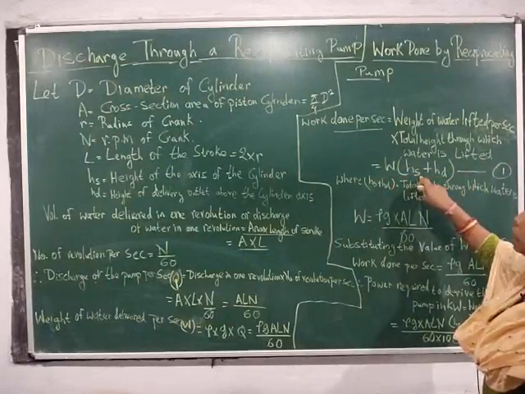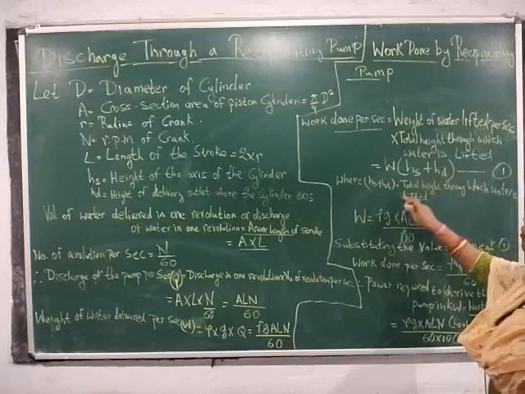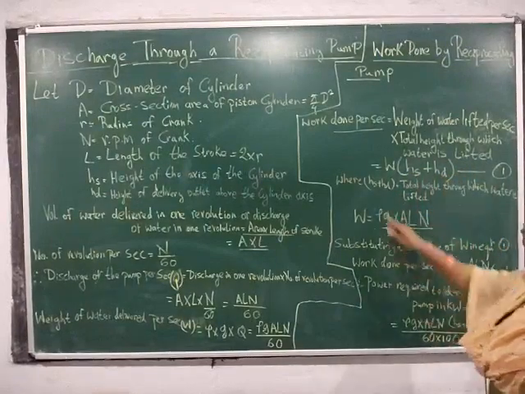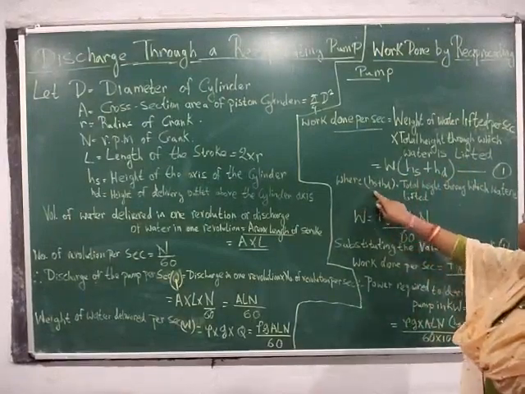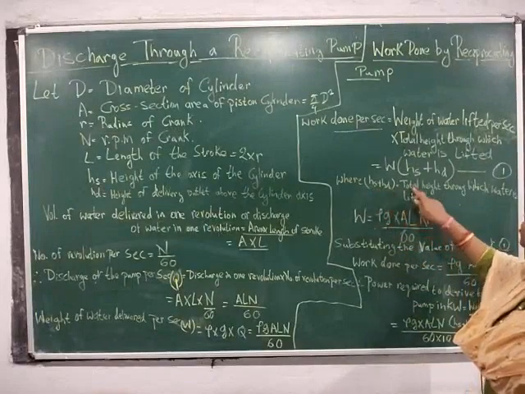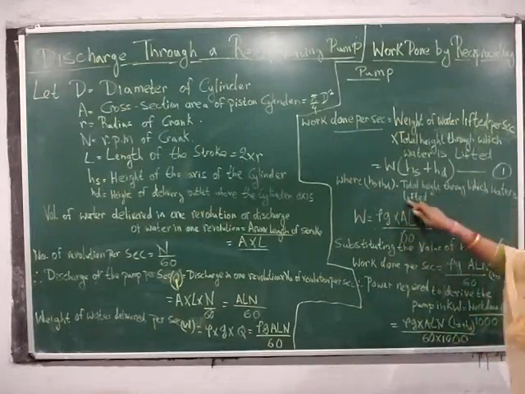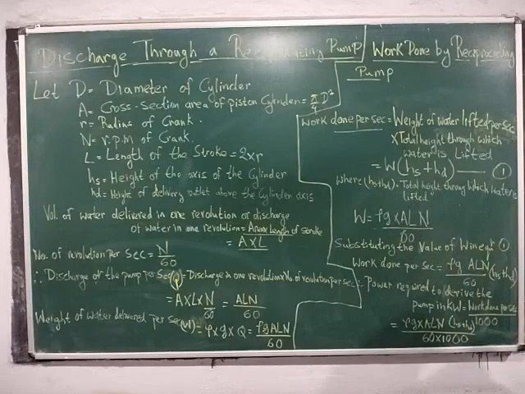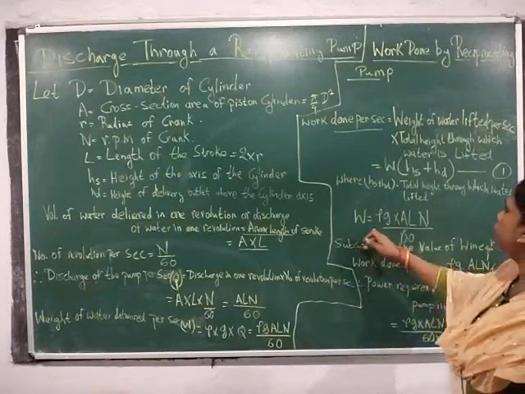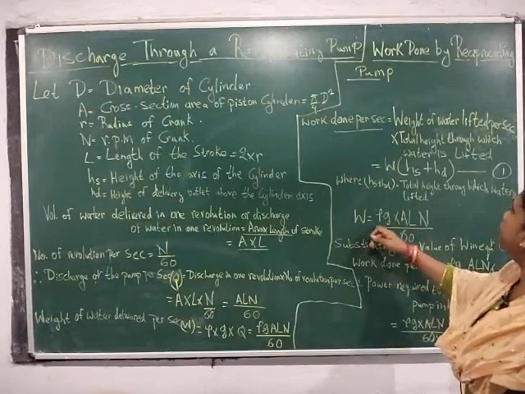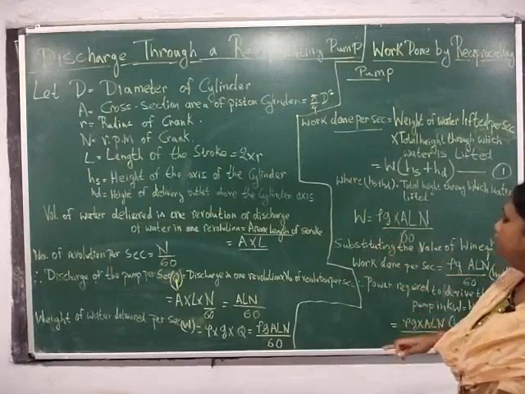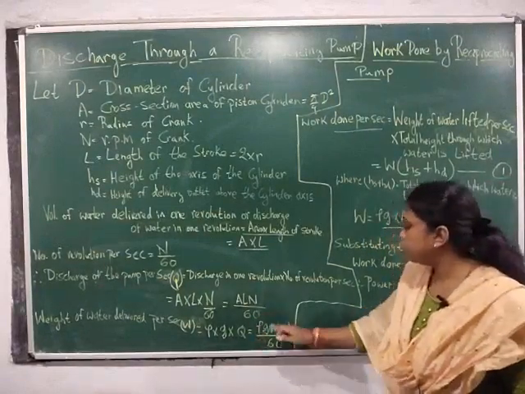This is the suction height and this is the delivery height. So the total height through which the water is lifted is HS plus HD. Next, putting the value of W as we have got here.